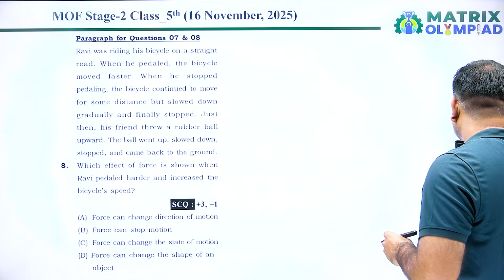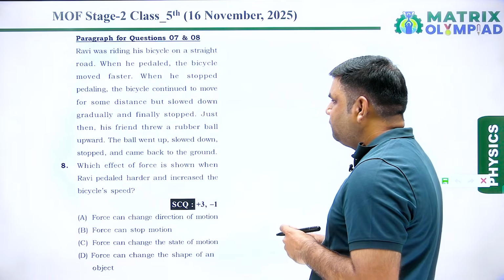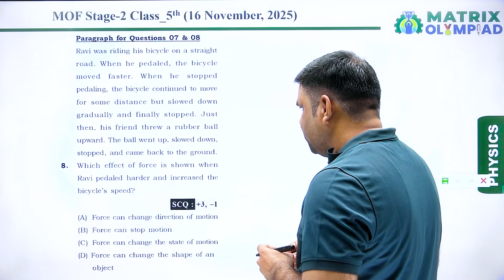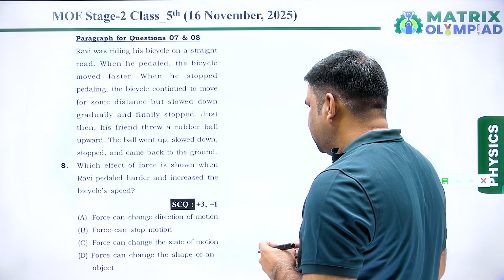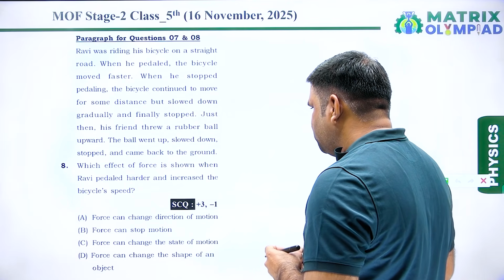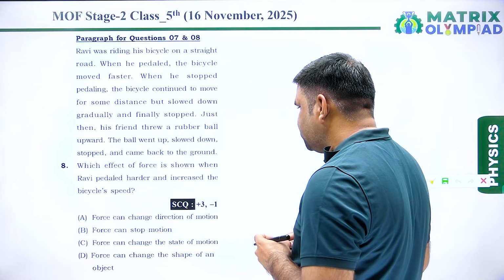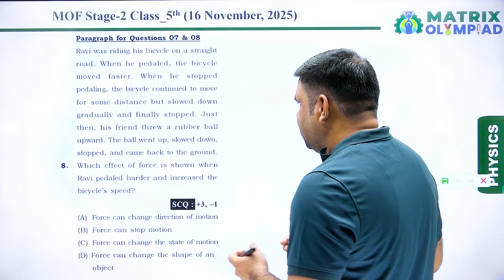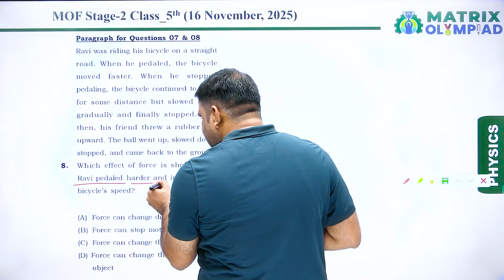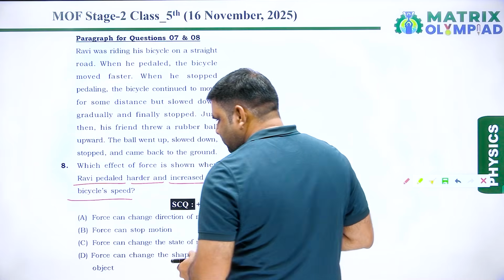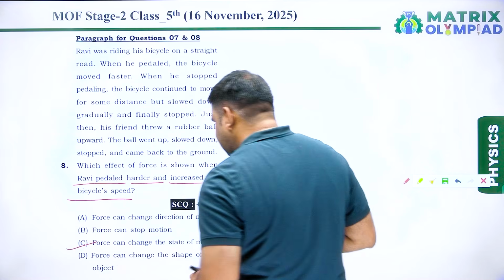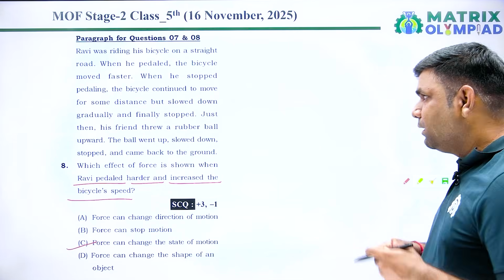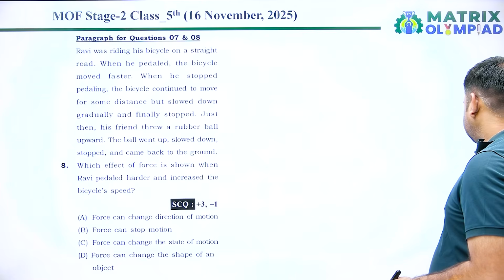In question number 8, which effect of force is shown when Ravi paddles harder and increases the bicycle speed? Option A is force can change the direction of motion, force can stop motion, force can change the state of motion, and D option is force can change the shape of an object. Here the question asks about Ravi paddling harder and increasing the bicycle speed. So what we are going to do is change the state of motion. So our correct option is option number C for question number 8. Let's move to another question.